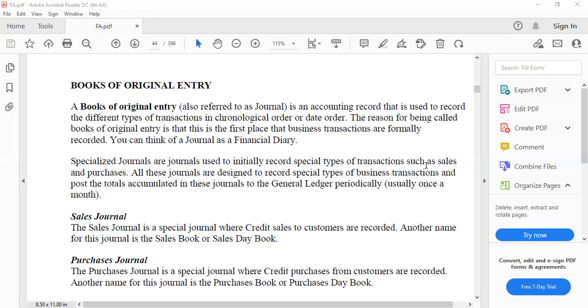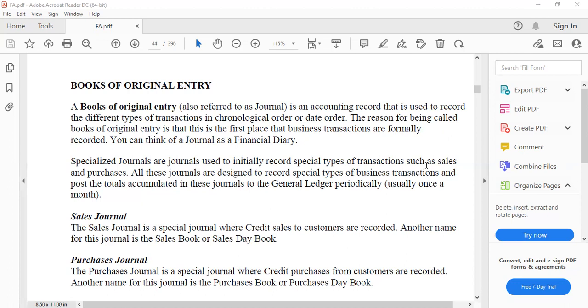Remember, as an accountant, you will end up preparing financial statements. Financial statements give a summary of several transactions, but the place you record your transactions as they happen, before you transfer them to ledgers and other books, is where you record initially. Those books are called books of original entry or prime books.